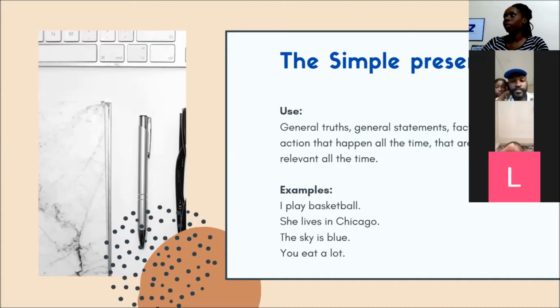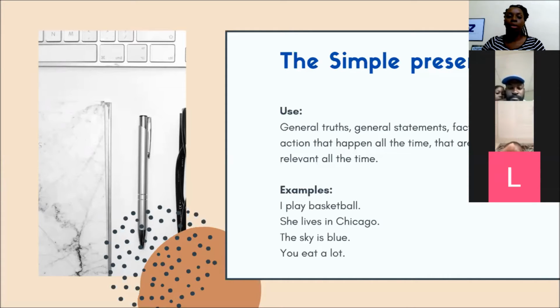Things that happen all the time, things that are true, things that are relevant all the time. The sky is always blue. If I'm a basketball player, I play basketball. I'm a girl. That is something that is always going to be true. And so you use the simple present.